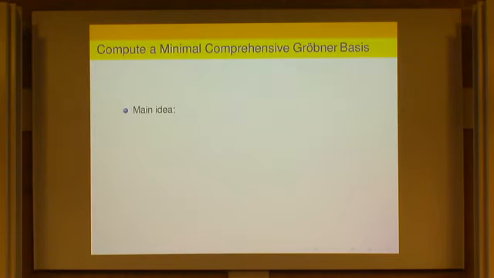Okay, so how do we get a complete minimal comprehensive Groebner basis? But maybe before that, any questions? Things are going to get a little bit more complicated, so if there are any questions, I'm happy to answer. 10 minutes, right? Hopefully I will finish in 10 minutes.